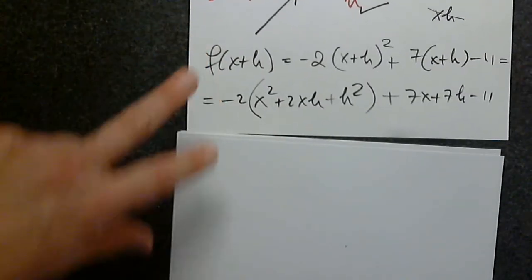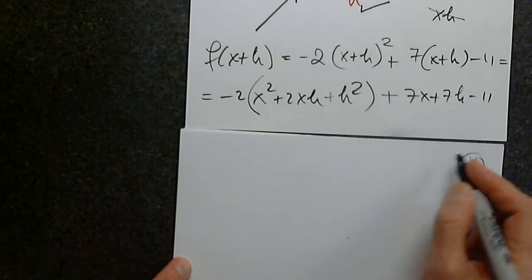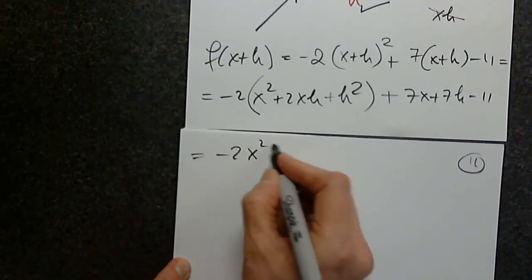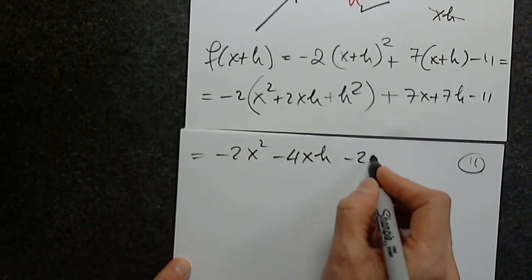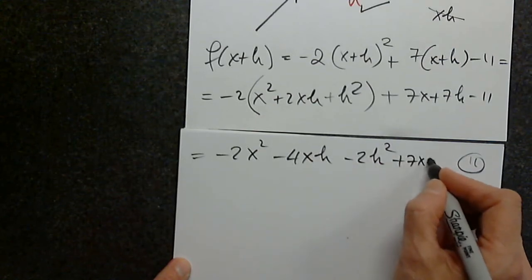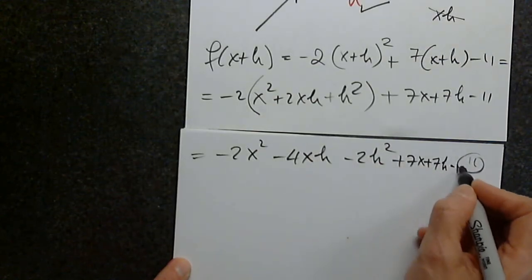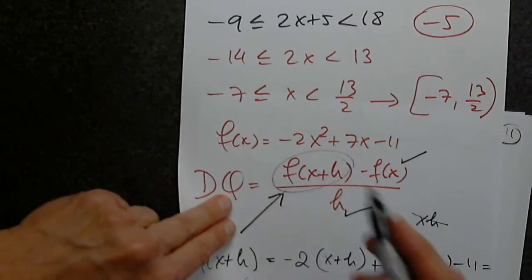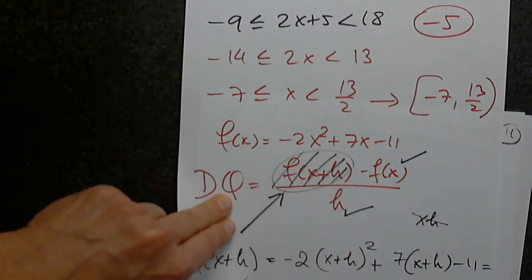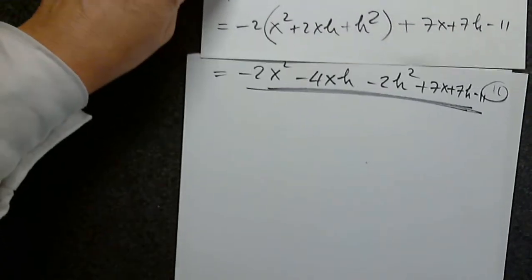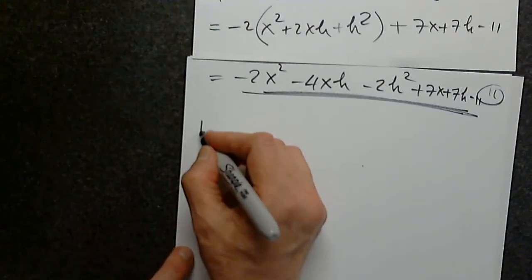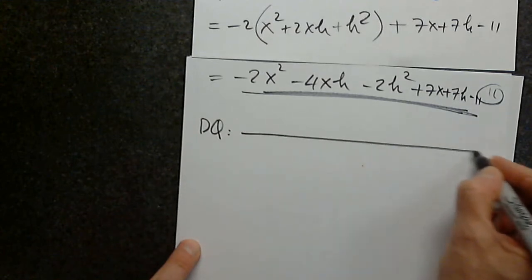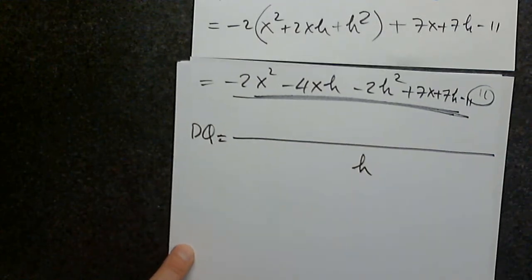One more step, because I want to distribute this negative 2. Negative 2x squared minus 4xh minus 2h squared plus 7x plus 7h minus 11. All this, one more time, is this piece. So now in order to put together the difference quotient, I have to copy this long thing and subtract.